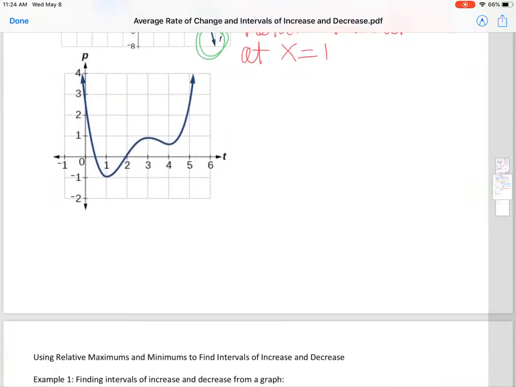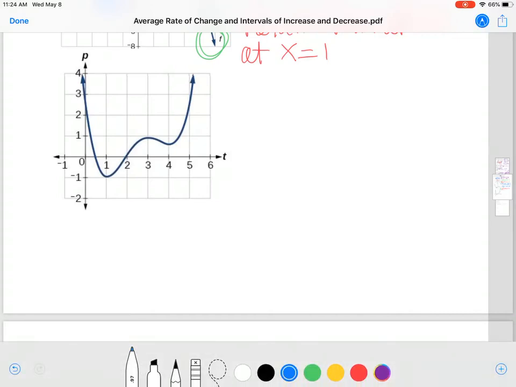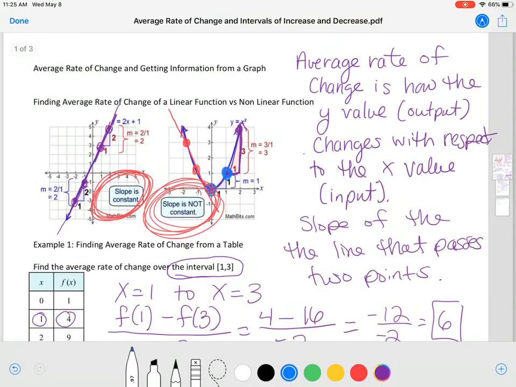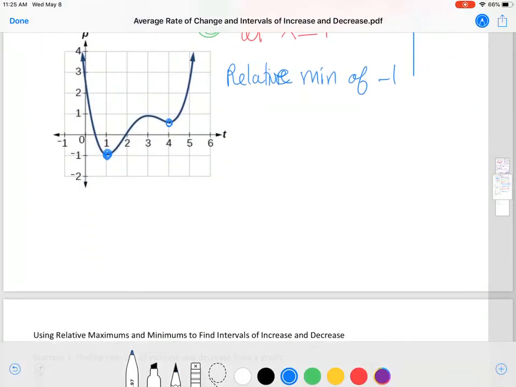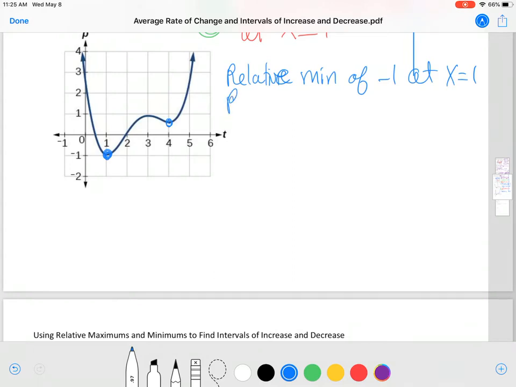Okay, last graphical example. It looks like I have a relative min here and here. So I have a relative min of -1 at x equals 1, and I have a relative min of, let's see, that looks a little bit less than 1, so let's call it a half. A relative min of a half at x equals 4.